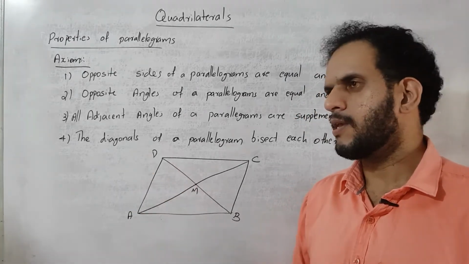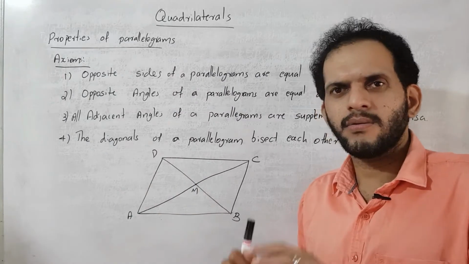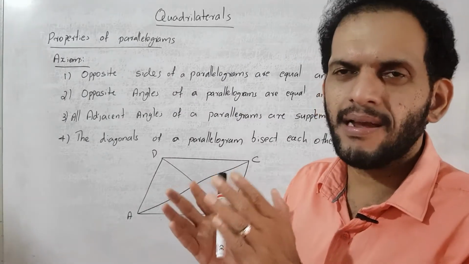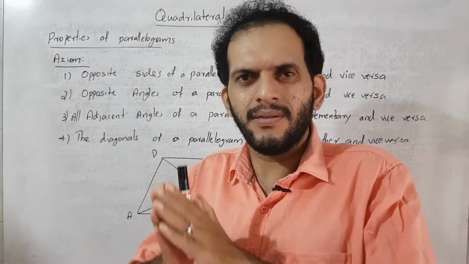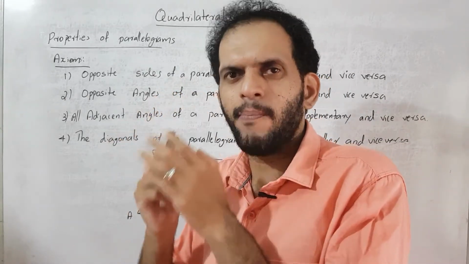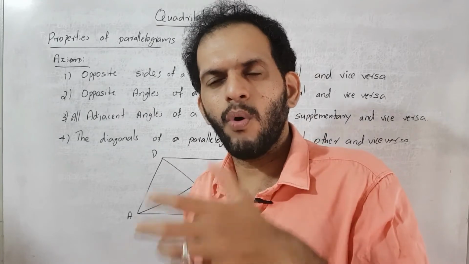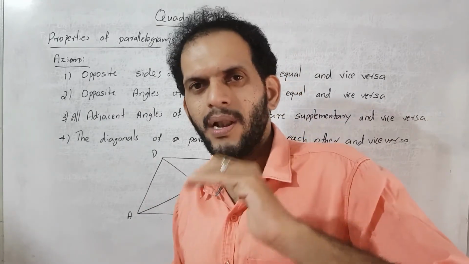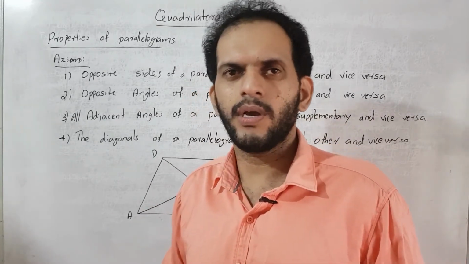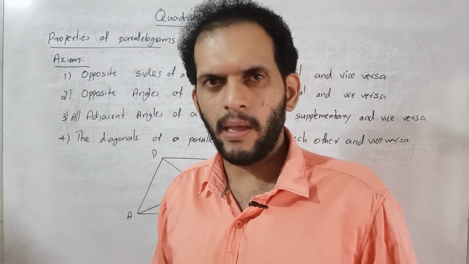Okay, or otherwise, if we prove that the diagonals of the quadrilateral bisect each other, that means the meeting point of the diagonals in the quadrilateral is the midpoint of both diagonals. If we prove that result, then we conclude this one is a parallelogram.